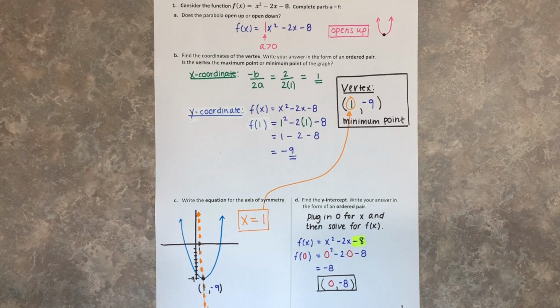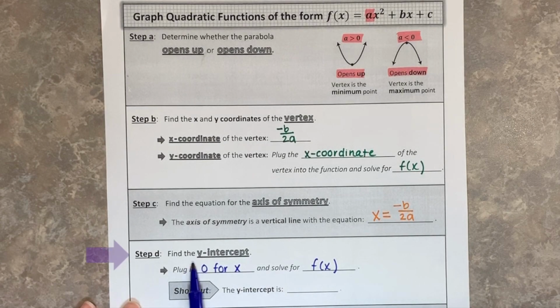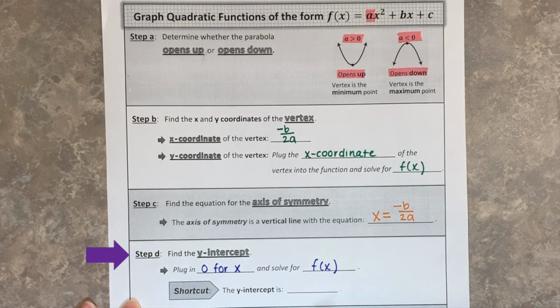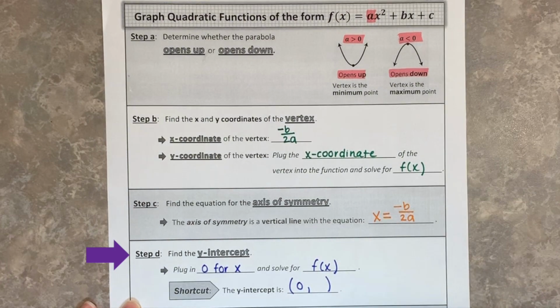So let's turn back to the previous page for just a minute to fill out that shortcut. So for the y-intercept, the shortcut to find the y-intercept is that the y-intercept always has the x-coordinate 0, and the y-coordinate is always the constant c.